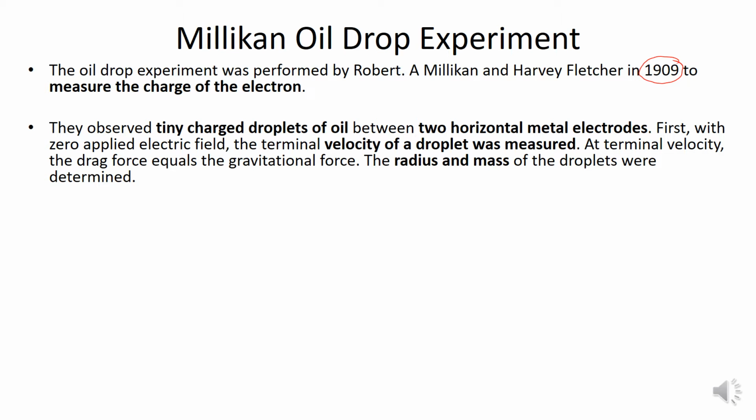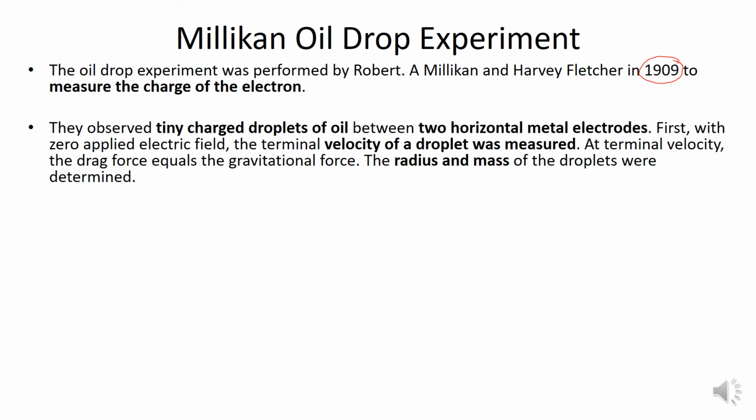It's also a lesson in how, while you cannot see the electron directly because it's so tiny, we use in science the evidence produced by an experiment to come to a conclusion. Okay, so in 1909, these guys observed tiny charged droplets of oil between 2 horizontal metal electrodes. So they had these circular metal discs, and they were connected up to a voltage, which makes them electrodes. Okay, they can conduct electricity.